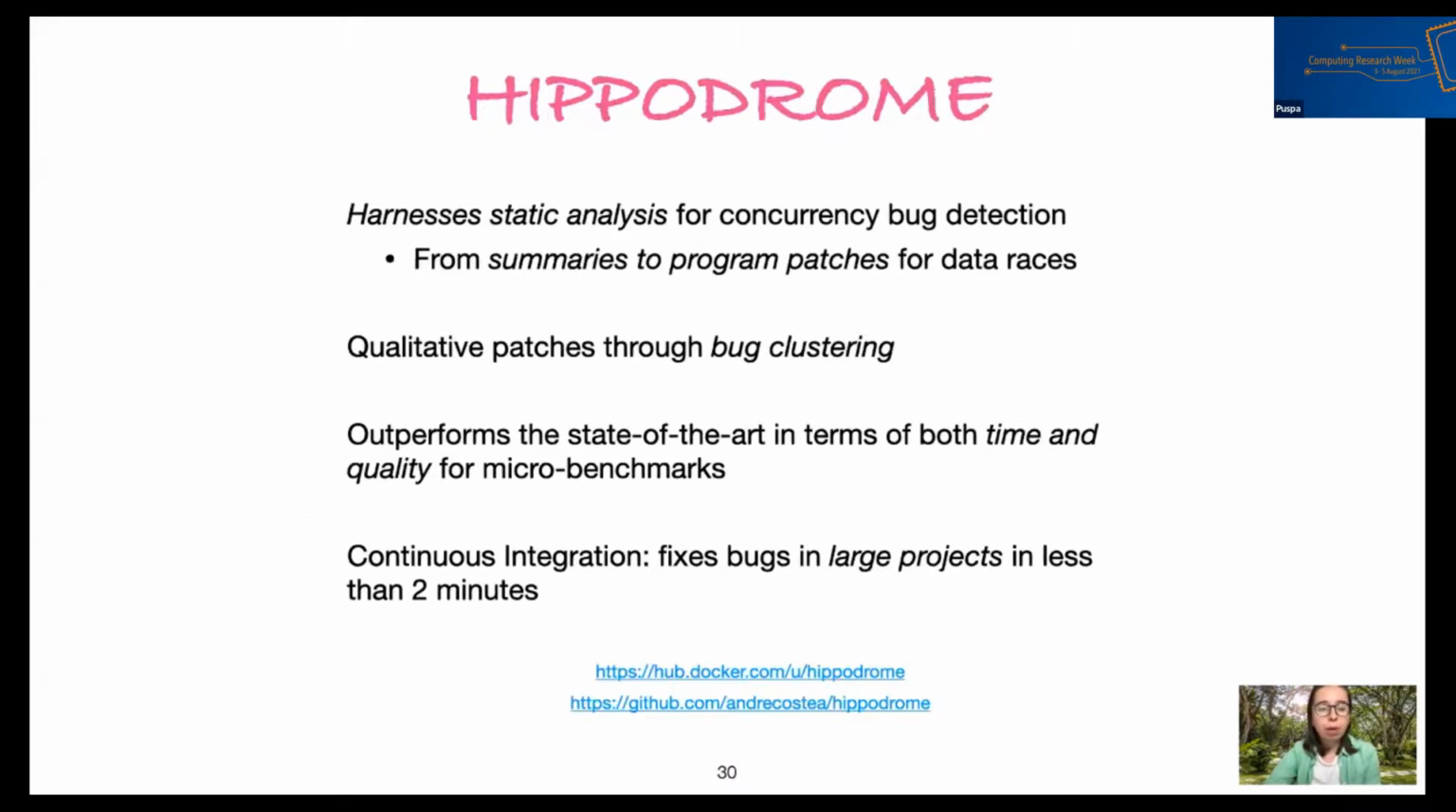To conclude, we have presented Hippodrome, which harnesses static analysis for concurrency bug detection, and shown how to get from statically derived summaries of programs to program patches for data races. We have also shown how bug clustering leads to patches of better quality, while outperforming the state of the art, both in terms of time and quality for micro benchmarks. We believe that the performance of Hippodrome makes it a good fit for a continuous integration loop.